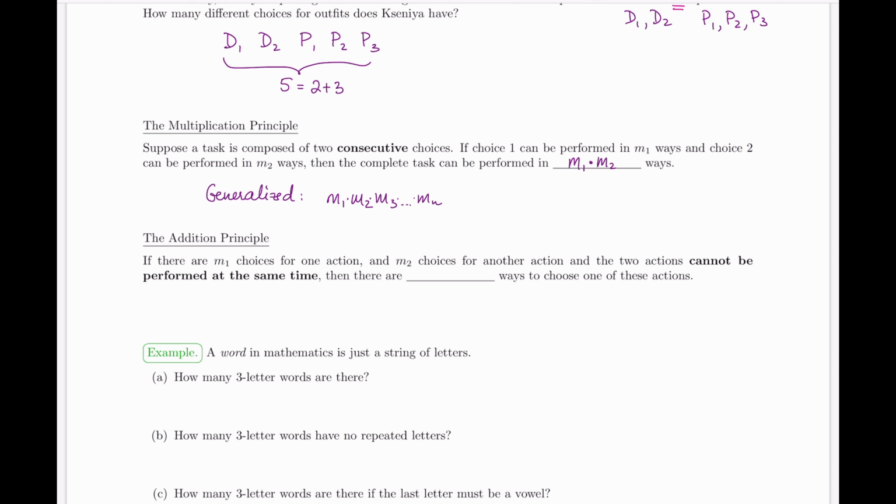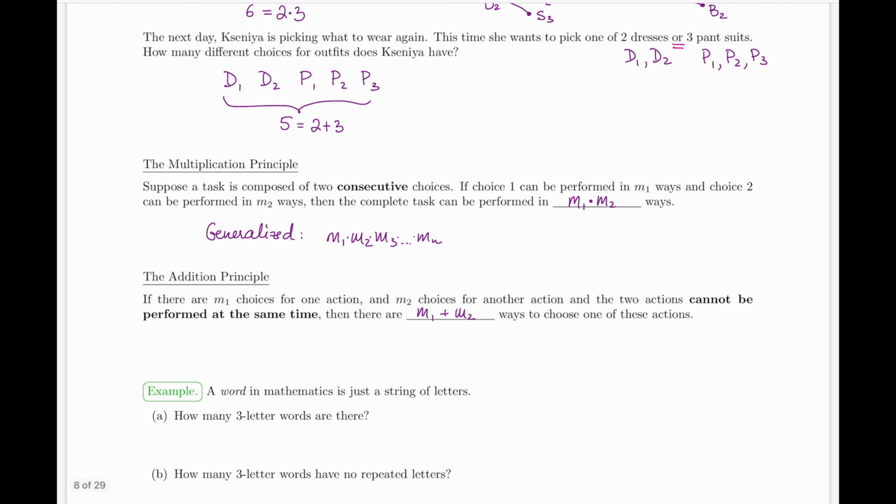The addition principle consists of the exact same setup, except I have 2 actions that I can perform, one or the other one of, but not together at the same time. In this case, we will have to add the 2 options together. And again, that has already been illustrated with an example above, where I get to pick either dresses or suits, but they cannot be done at the same time.